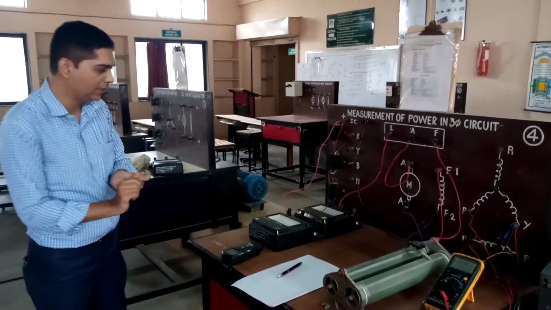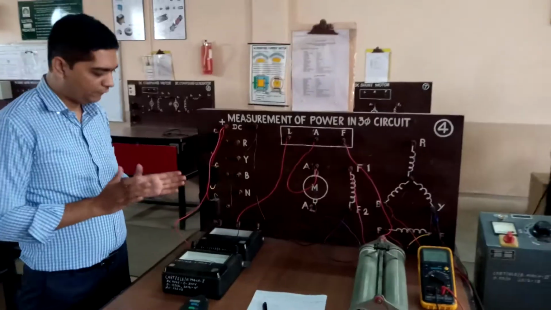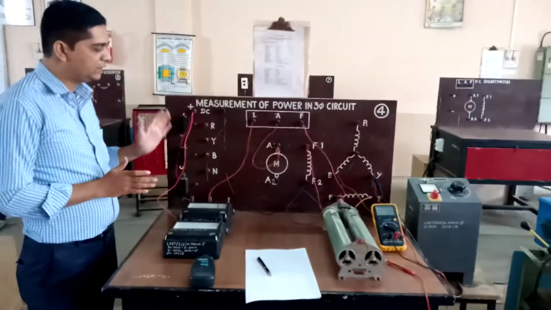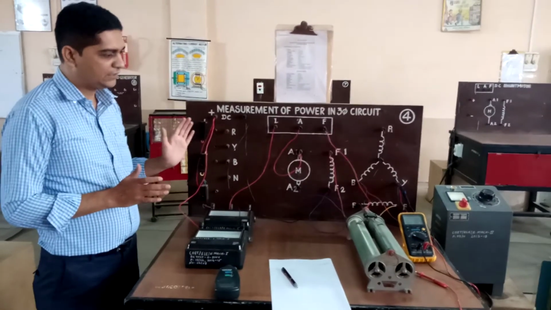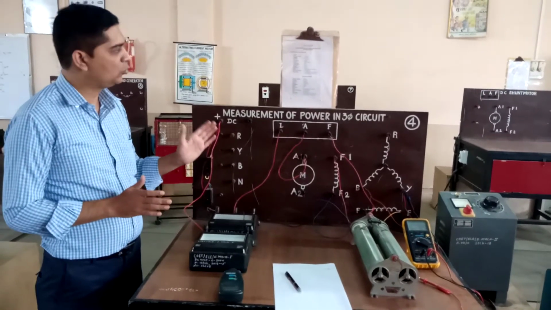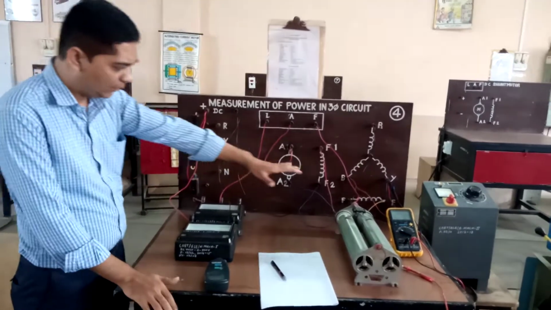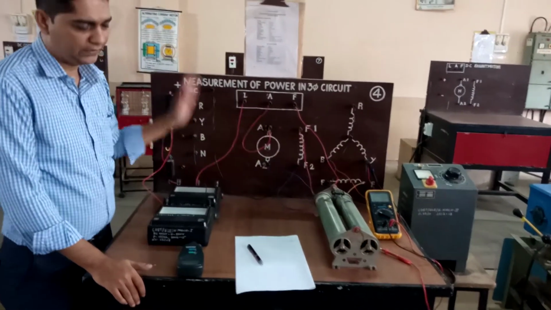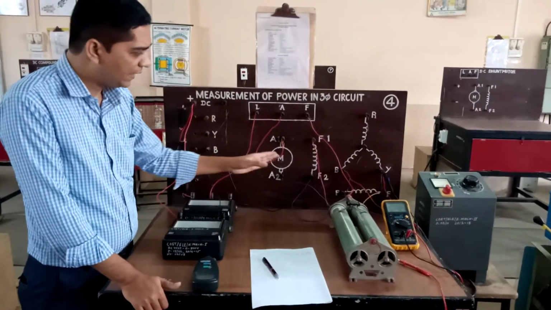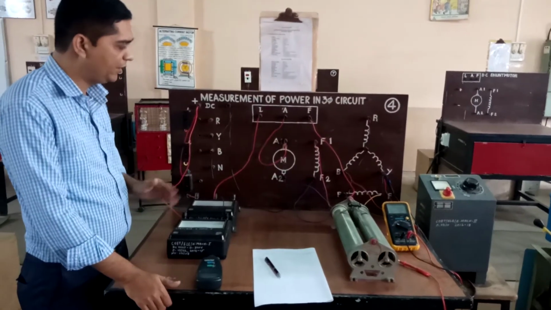The practical is very simple. Let me discuss the procedure first. First, run the DC shunt motor and adjust the speed of the DC shunt motor close to its rated speed, that is 1500 rpm. With the help of this rheostat, we'll adjust the speed of the DC shunt motor and try to match the speed close to 1500 rpm.